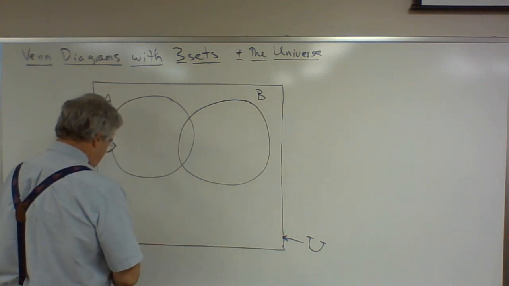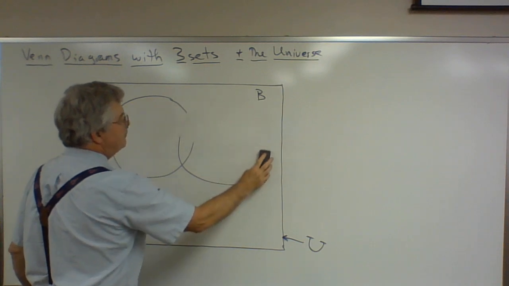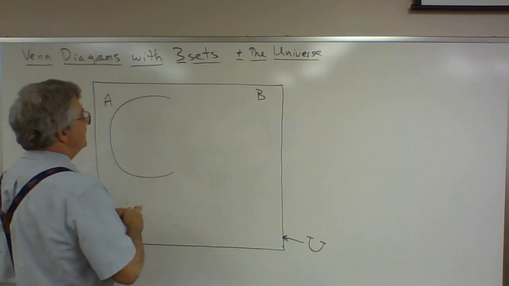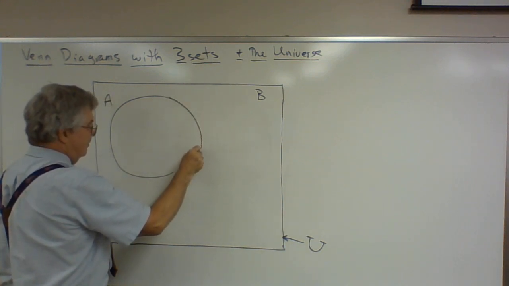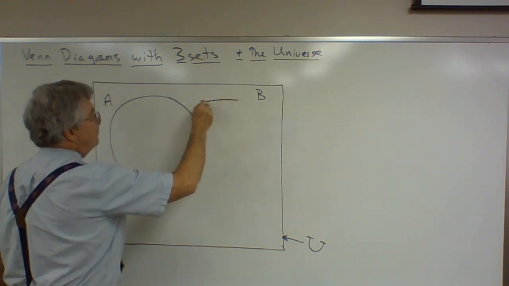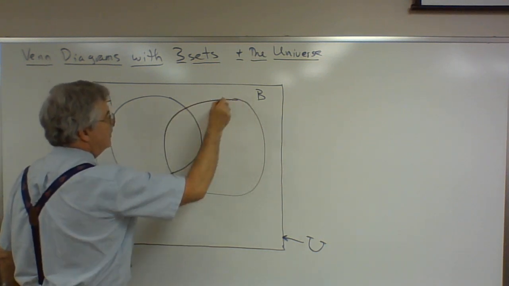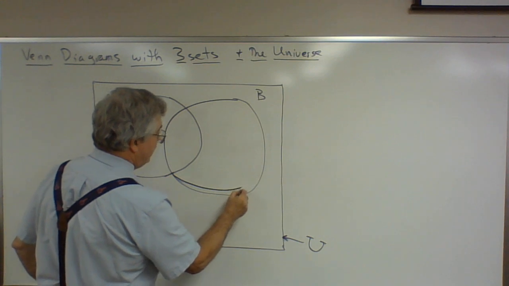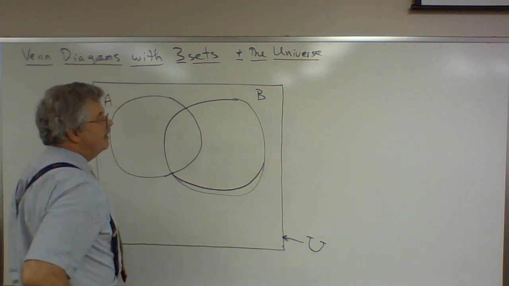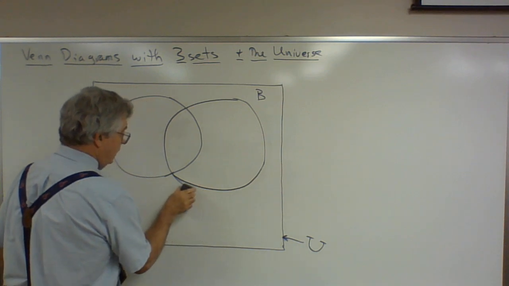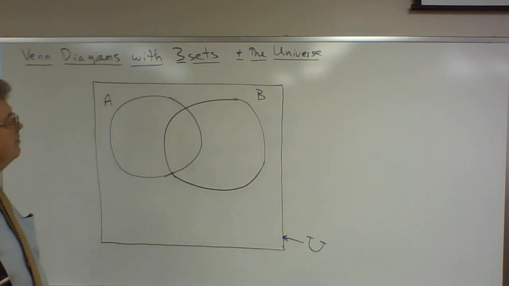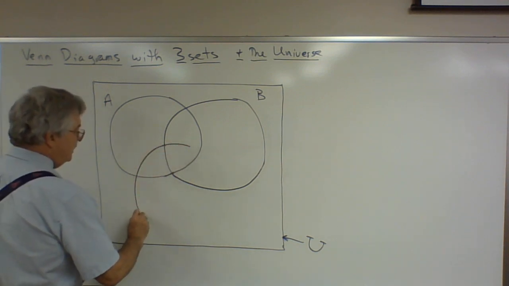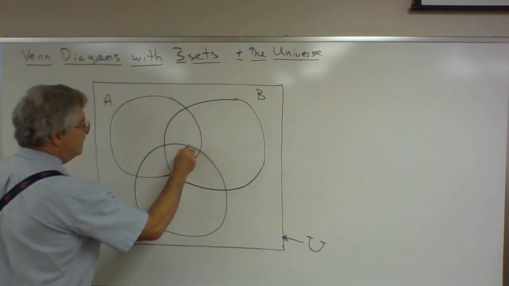And you know what? I don't like the way I've drawn this. I'm going to do it again because I'm going to have to write inside these sets. Okay, here we go. Okay, here's two sets, A and B. And the third set, C, will probably, although not necessarily, intersect both of them.